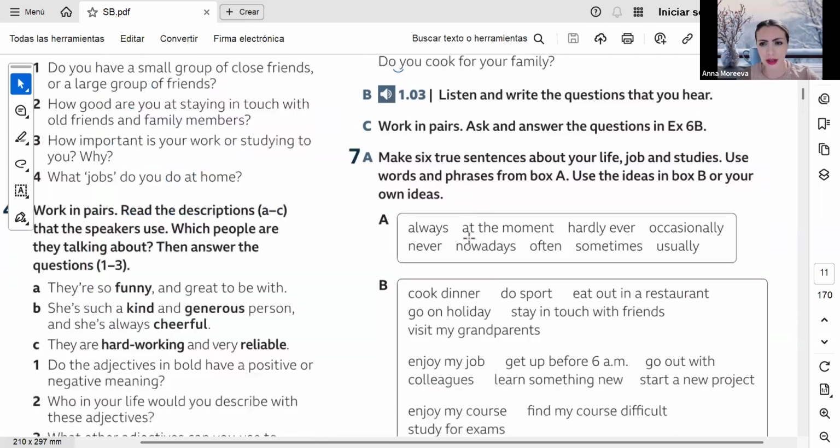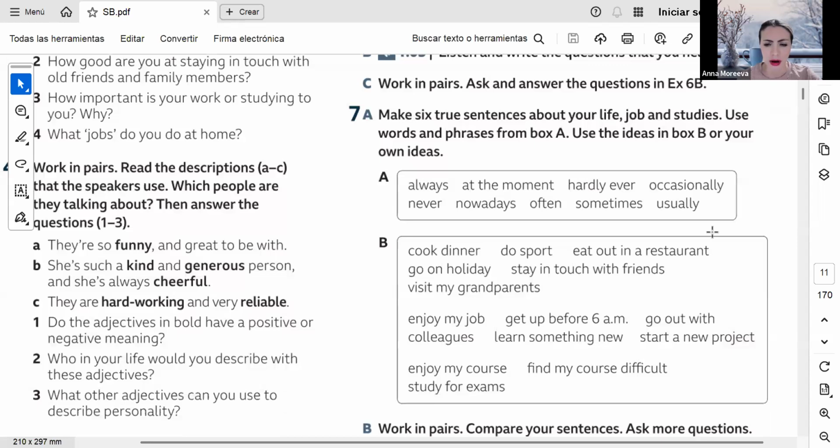The next is 7a. Make 6 true sentences about your life, job, and studies. Use words and phrases from box A. Use the ideas in box B or your own ideas. So we make 6 sentences about ourselves, about our life. You take something from A and something from B. For example, I always cook dinner on the weekend. Or I sometimes eat out.